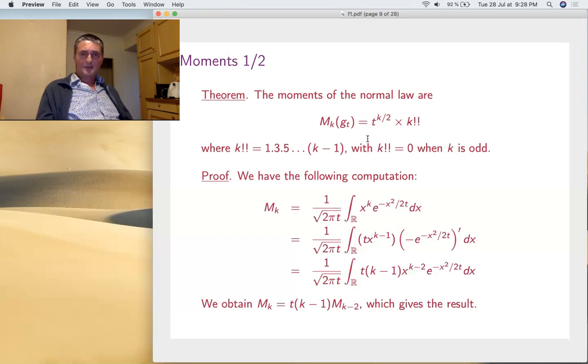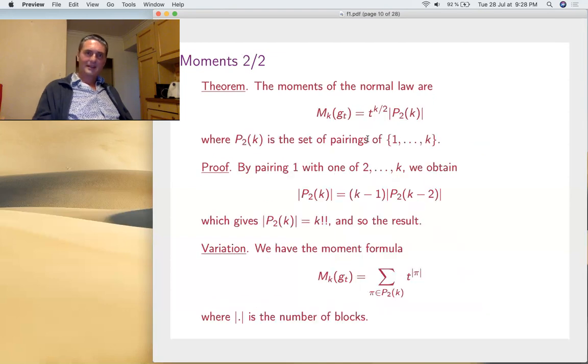Now, this is a very nice formula, but can we do better? And yes, we can. So this is even nicer. The moments of the normal law are this thing here, once again, up to the t factor. It's the number of pairings of 1 to k.